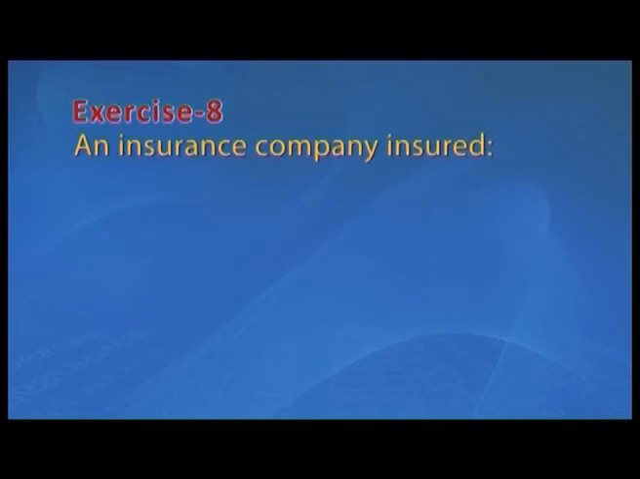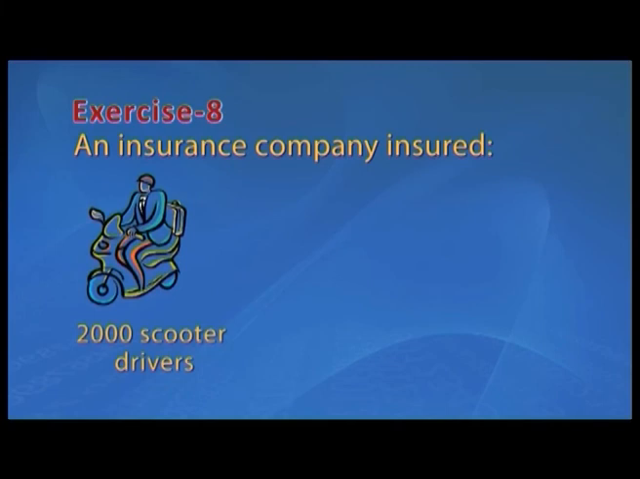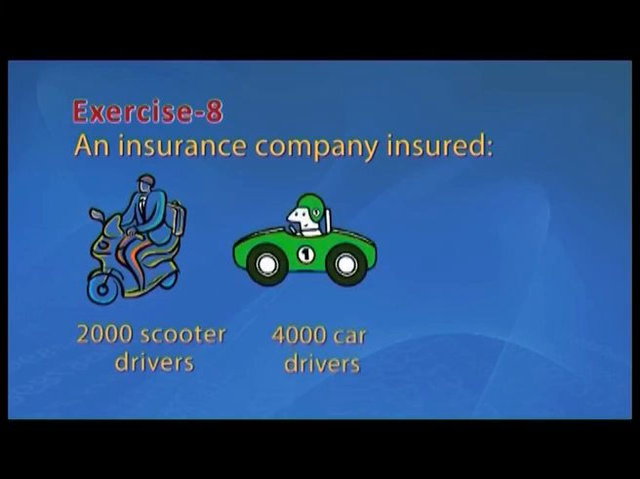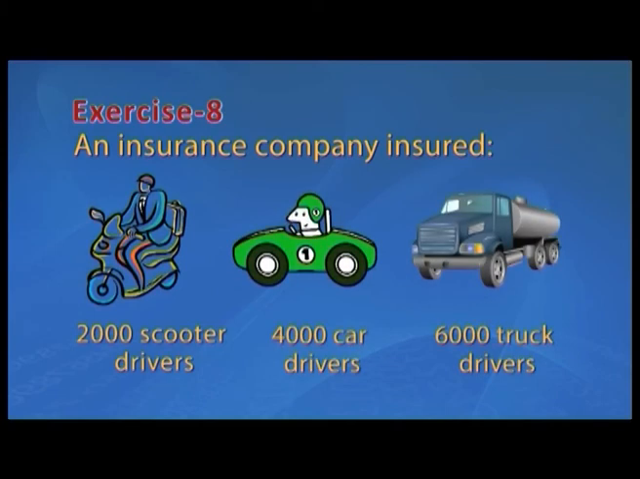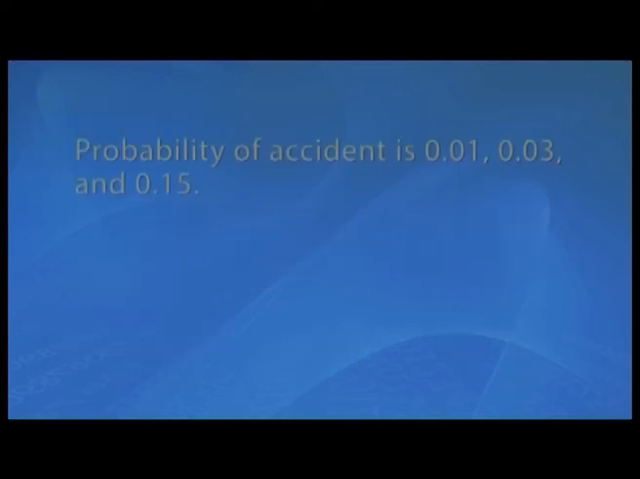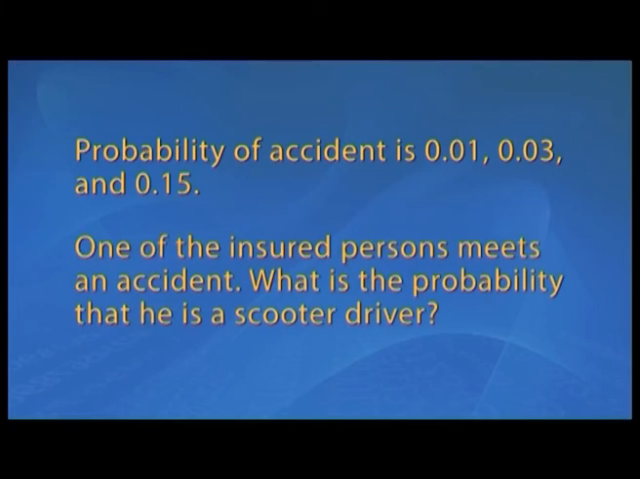An insurance company insured 2,000 scooter drivers, 4,000 car drivers, and 6,000 truck drivers. The probabilities of an accident are 0.01, 0.03 and 0.15 respectively. One of the insured persons meets with an accident. What is the probability that he is a scooter driver?